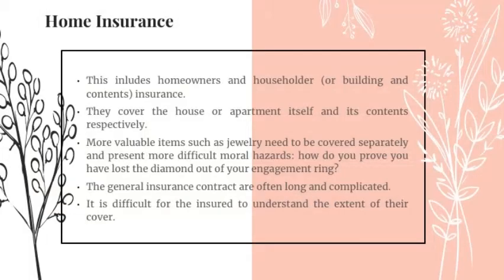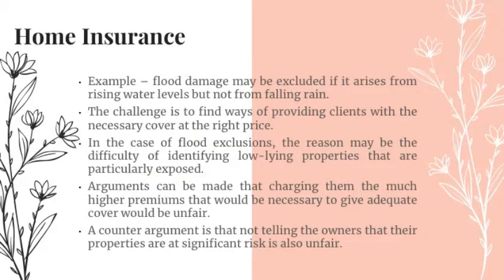Home insurance. This includes homeowners and householder or building and contents insurance. They cover the house or apartment itself and its contents respectively. More valuable items such as jewelry need to be covered separately and present more difficult moral hazards. How do you prove you have lost the diamond out of your engagement ring? The general insurance contracts are often long and complicated. It is difficult for the insured to understand the extent of their cover. Example: flood damage may be excluded if it arises from rising water levels but not from falling rain.